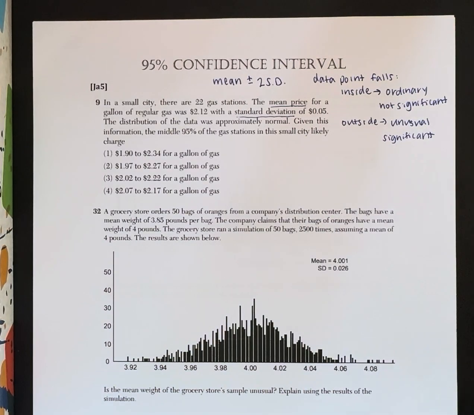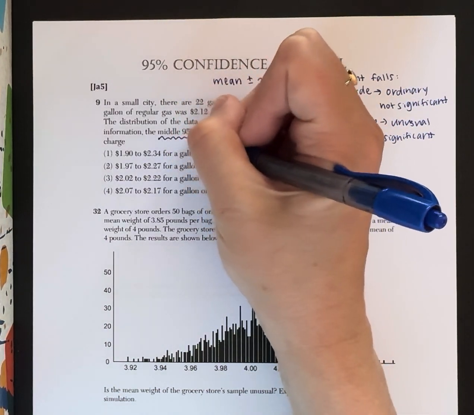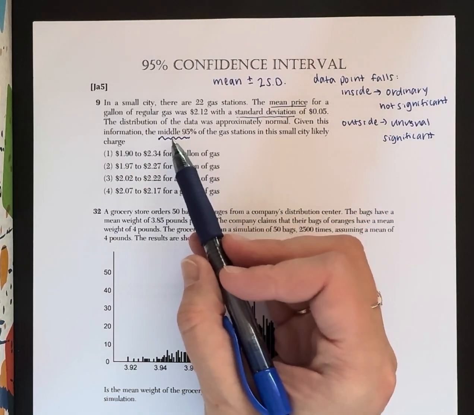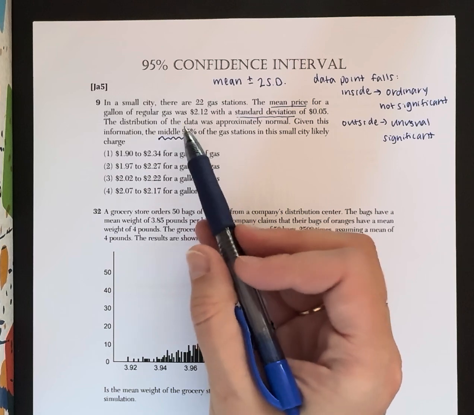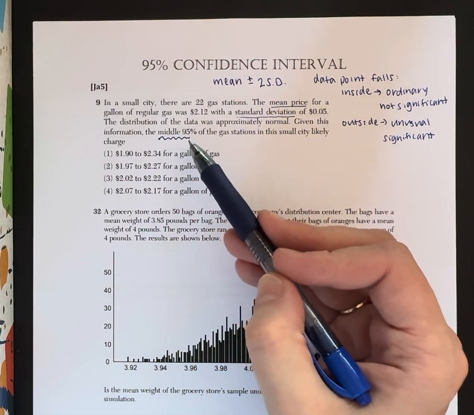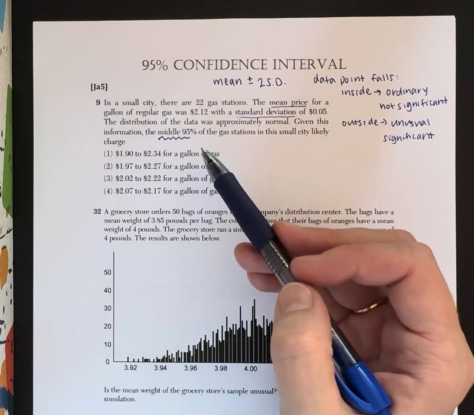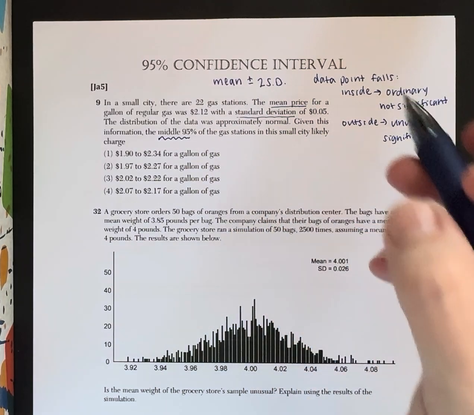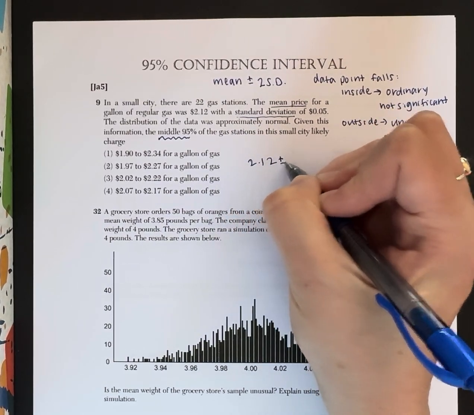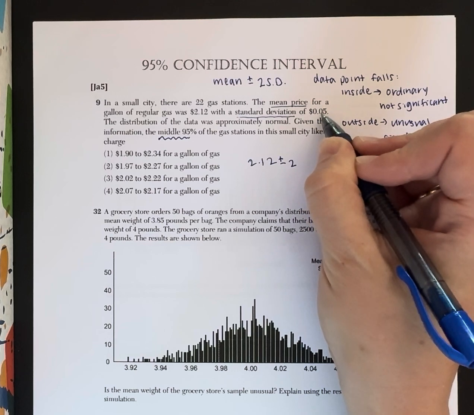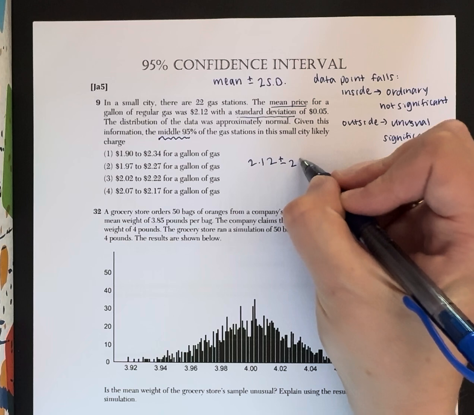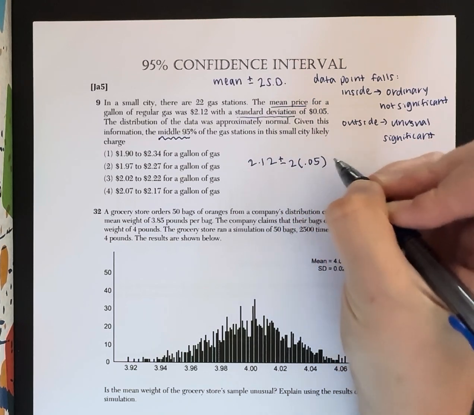Given this information, the middle 95% of gas stations in this small city is likely to charge... Whenever you see the 95%, this is what you're going to do. If you see mean, standard deviation, and 95%, those three things together are telling you confidence interval. So you're going to take the mean, $2.12, and you're going to add and subtract 2 of the standard deviations. When I say 2 of them, I'm going to do 2 times the standard deviation. So the standard deviation is 5 cents.